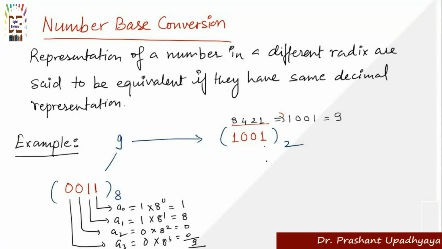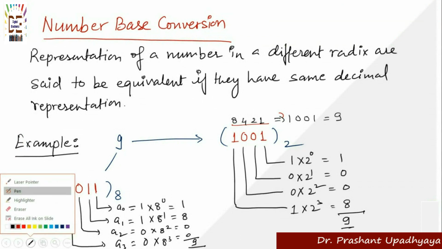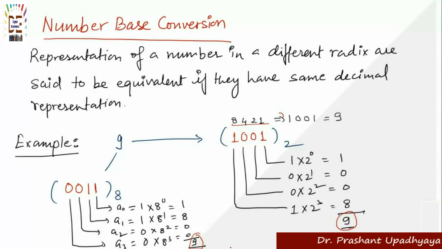Okay, apply the formula here. 1 into 2 raised to power 0, 0 into 2 raised to power 1, 0 into 2 raised to power 2, 1 into 2 raised to power 3. What will be the answer? 1 plus 8. This comes out to be 9. So you can see this 9 and this 9 are the same, but the equivalents we have obtained in the different radices are different.